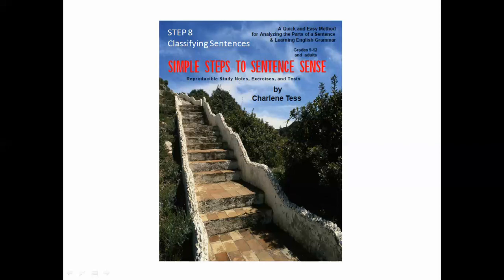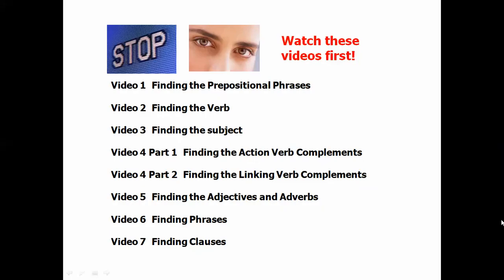My sentence analysis program is carefully constructed to follow 8 simple steps in order. To be successful, you should not skip any steps or skip around in the sequence. So if you have not watched the videos for steps 1 through 7, be sure to click out of this one and go back to video number 1. Then come back here. If you have watched the videos for steps 1 through 7, then you are ready for the final video in the series.